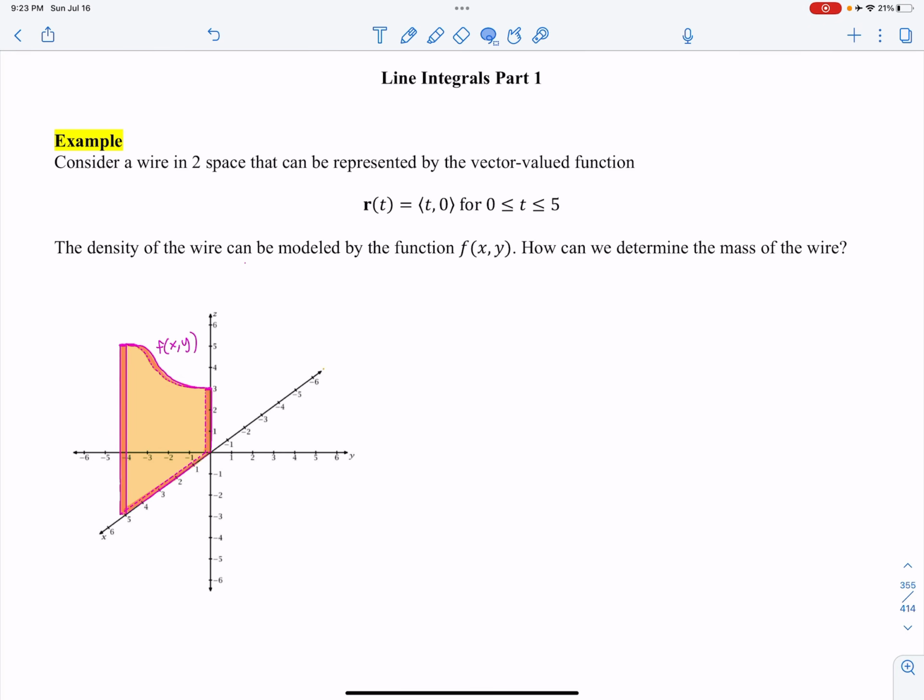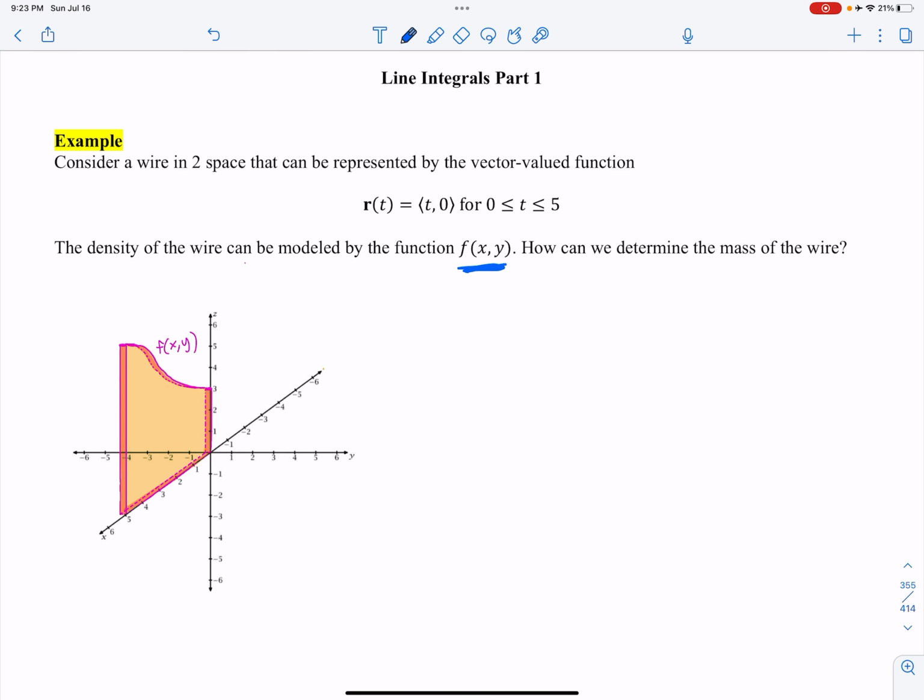You can think about it in two space as being on our xy-plane from here to there, right? Just a wire though, so straight. The density of the wire can be modeled by a function. If I want the density of the wire, all I have to do is pick an xy that I want and plug it in. We want to determine the whole mass of the wire.